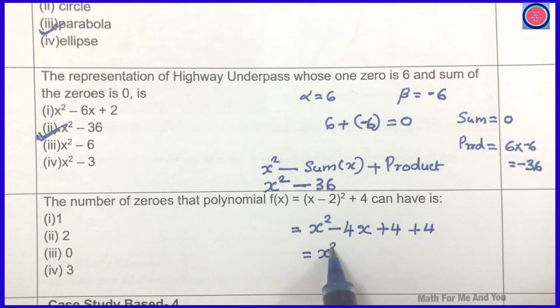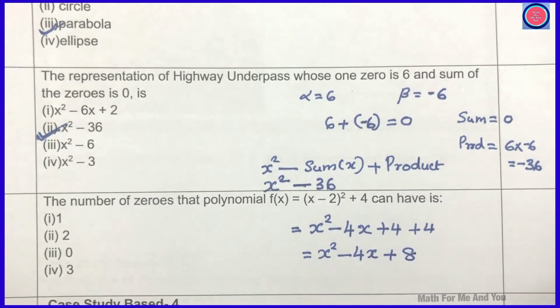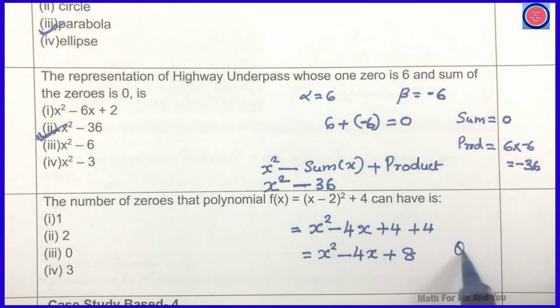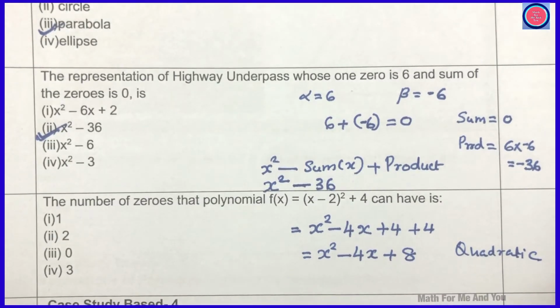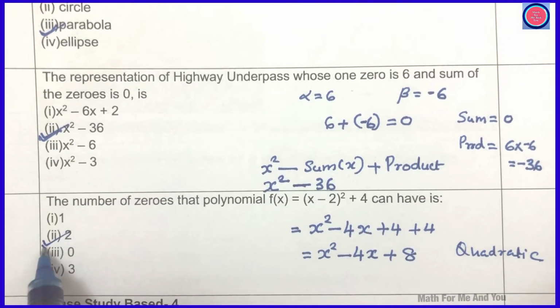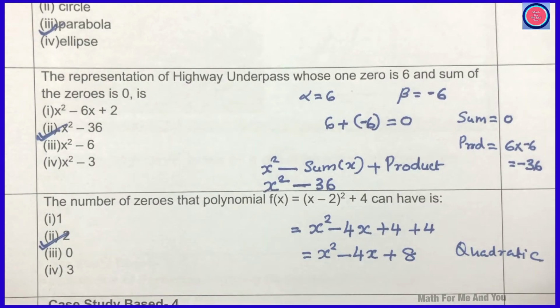How can we simplify? x square minus 4x plus 8. See the degree of the polynomial? Second degree. So its name quadratic polynomial. How many zeros it will be having? 2 zeros. So the answer option 2 is the correct answer.